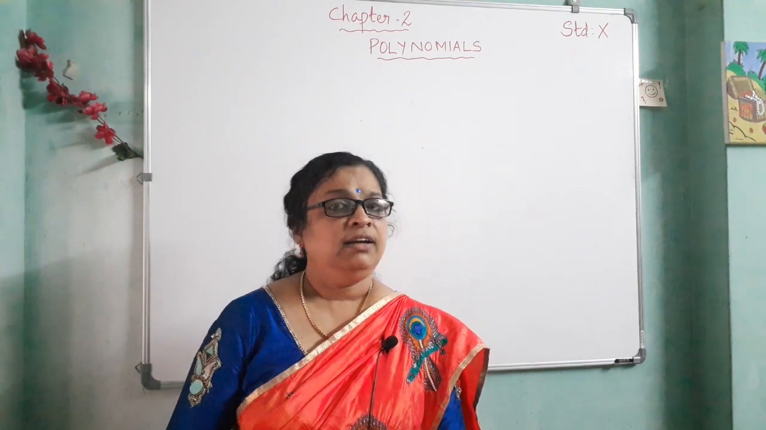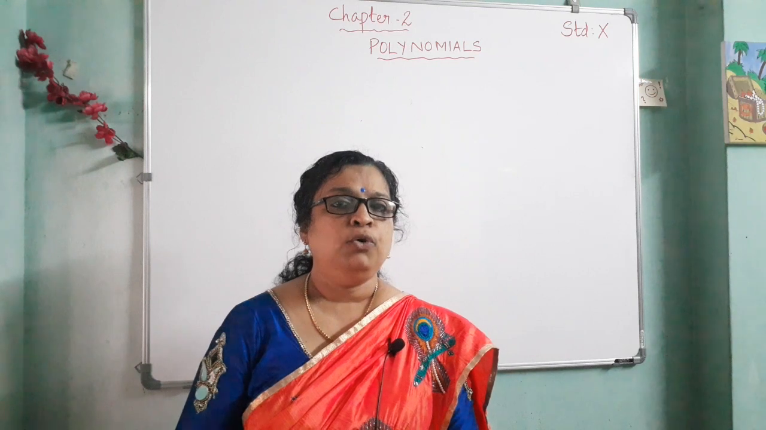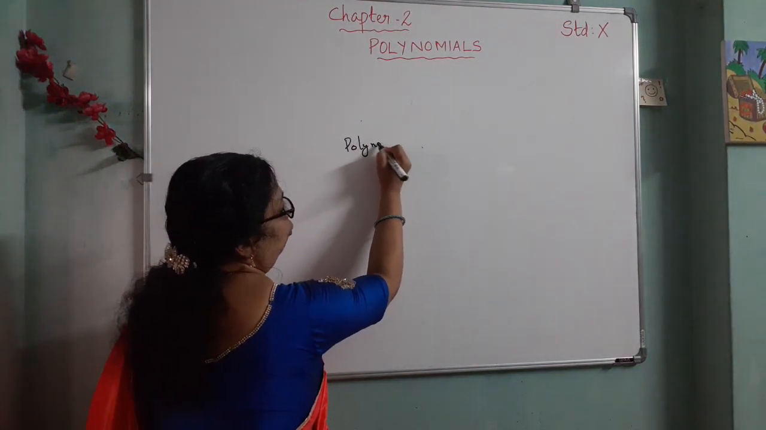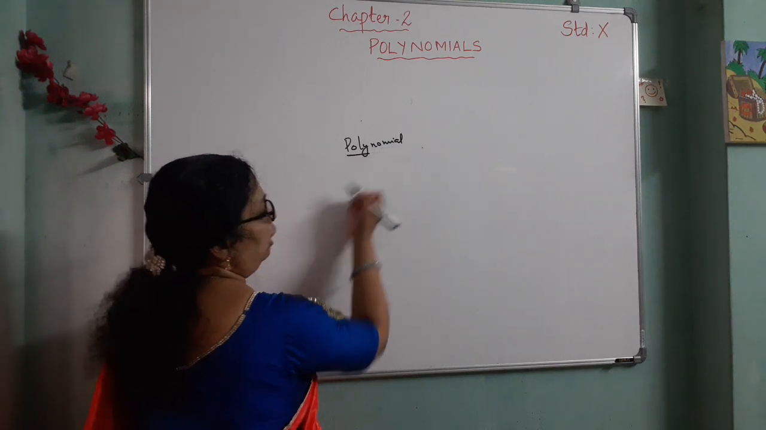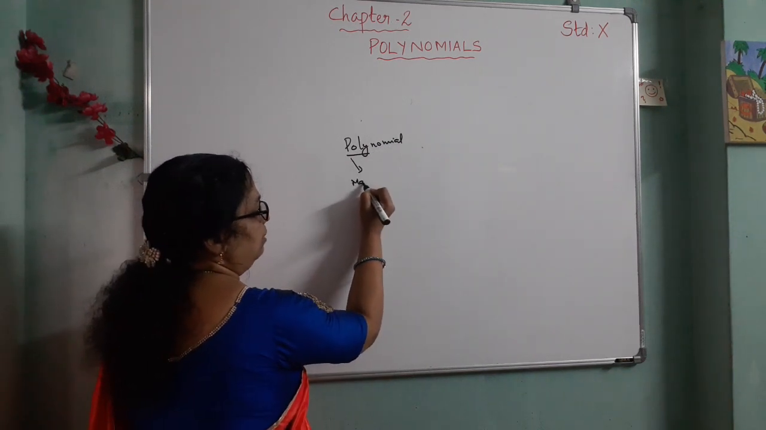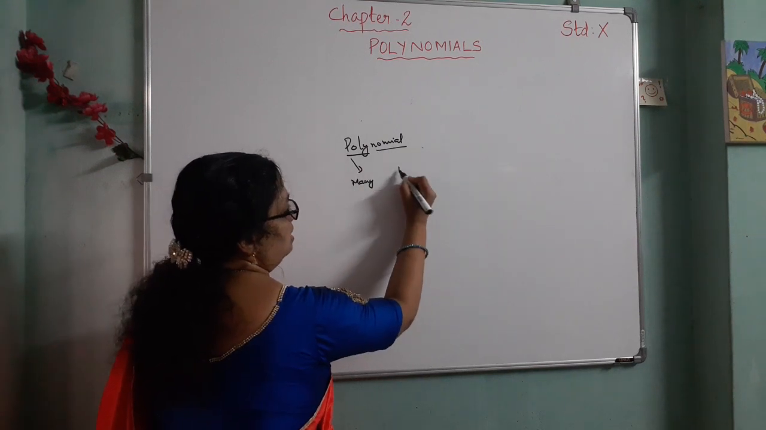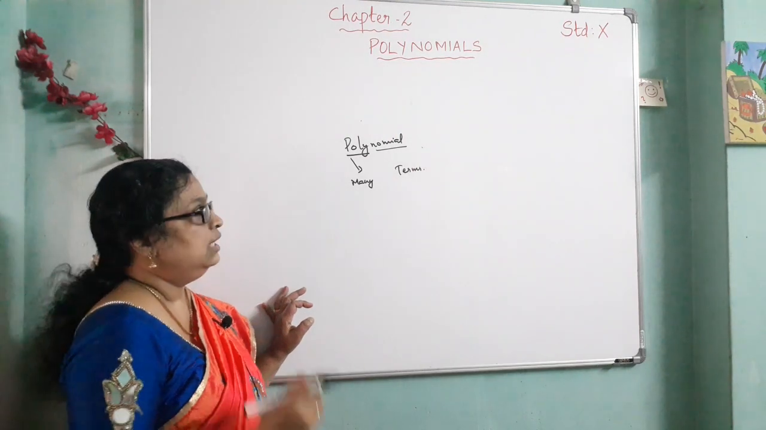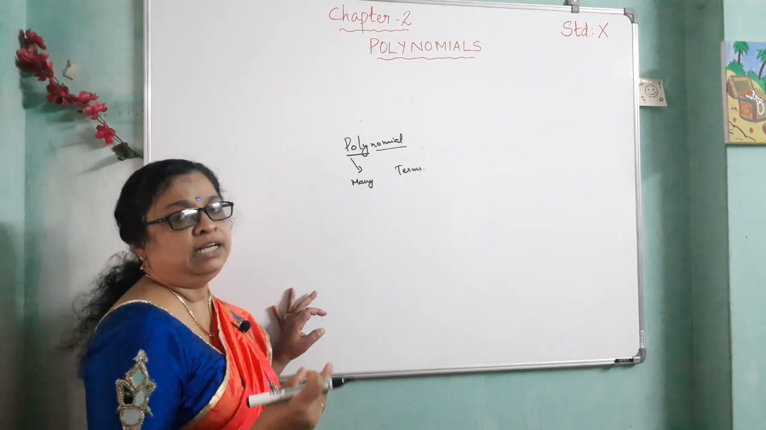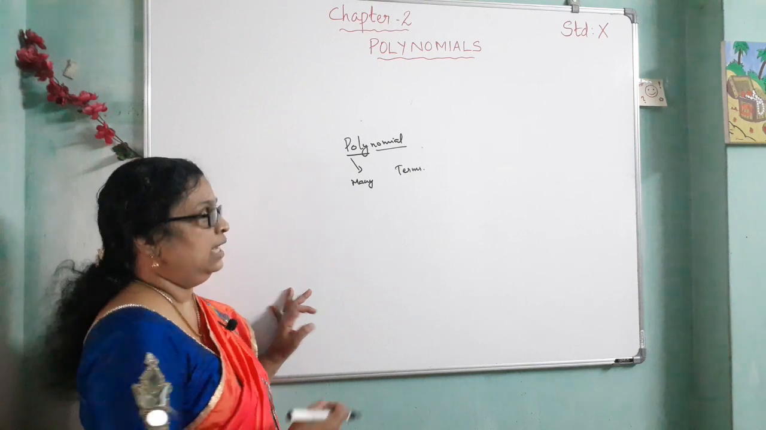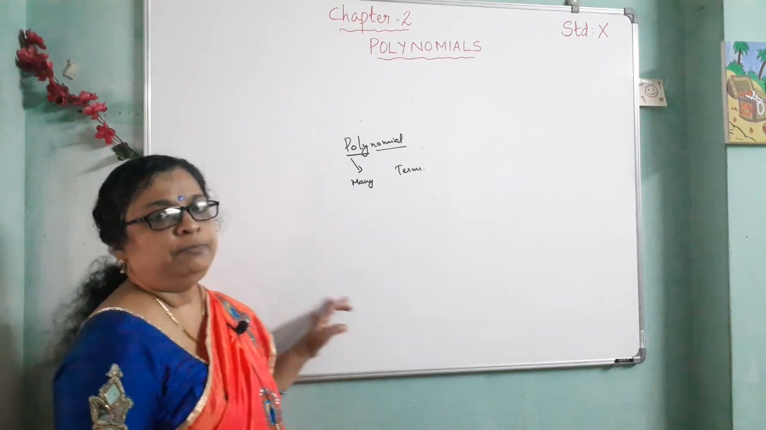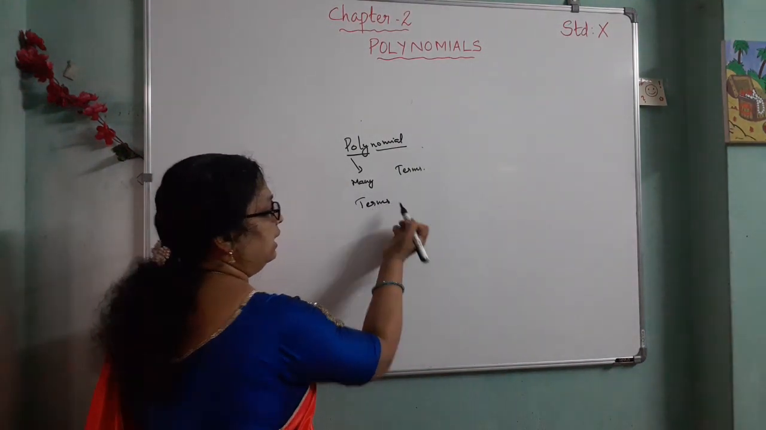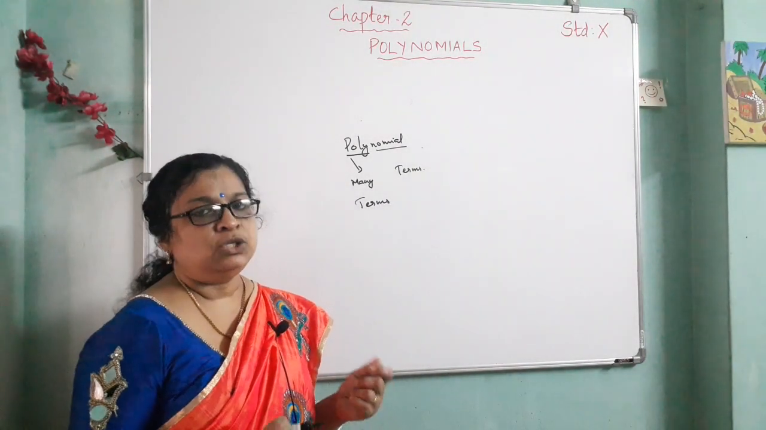You already studied polynomials last year. What is a polynomial? In Greek, poly means many and nomial means terms. So a polynomial is many terms, a combination of many terms connected by plus or minus signs. Then what are terms? Terms are separated by plus or minus signs.